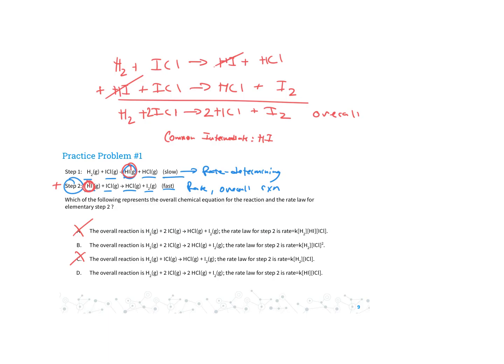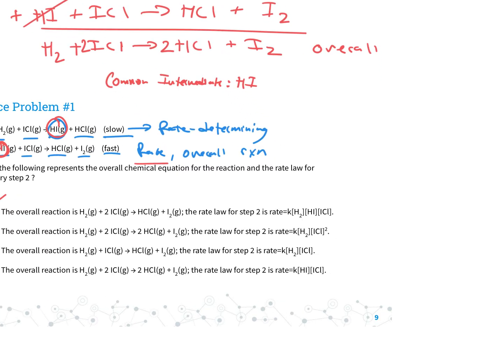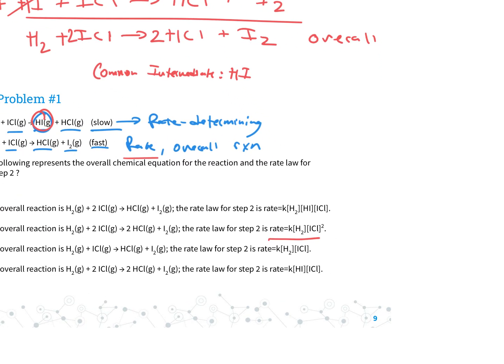And so now we need to look at the rate law of reaction 2. And if we look at our answer choices here, they look pretty similar. For answer choice B, it says the rate is K times H2 times ICl squared. And for answer choice D, it's the step 2 is the rate is equal to K times HI times ICl.